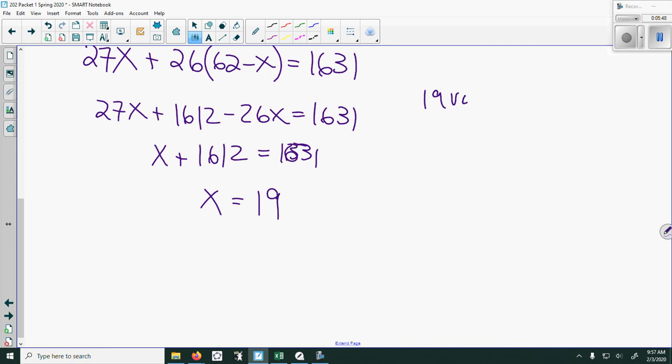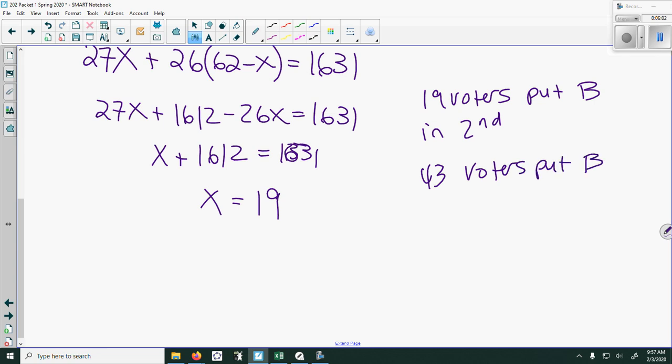So we'll write out the final answer here. 19 voters put B in second. 43 voters, that's 62 minus 19, put B in third place.